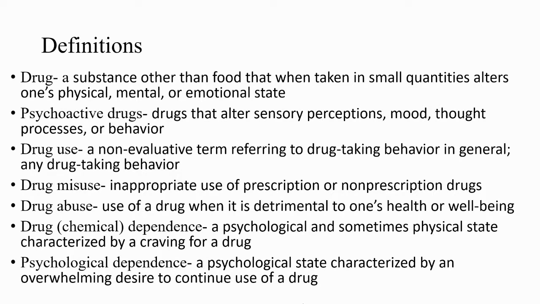Drug dependence or chemical dependence is a psychological and physical state that is characterized by a craving for a drug. This could be shown by having withdrawal symptoms when you stop taking the drug. And then last, psychological dependence is a psychological, or just mind, craving for the drug.